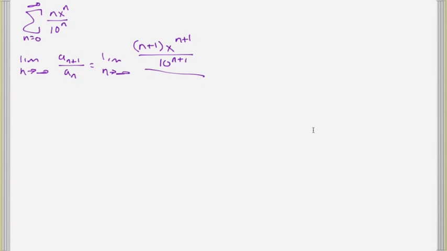So the ratio test says that we're going to take the limit as n goes to infinity of the a sub n plus 1 term divided by the a sub n term. What that means is a sub n plus 1 means take the series and change all the n's to n plus 1s. So n plus 1 times x to the n plus 1 over 10 to the n plus 1. And we're going to divide that by the a sub n term, which is just the series as is.